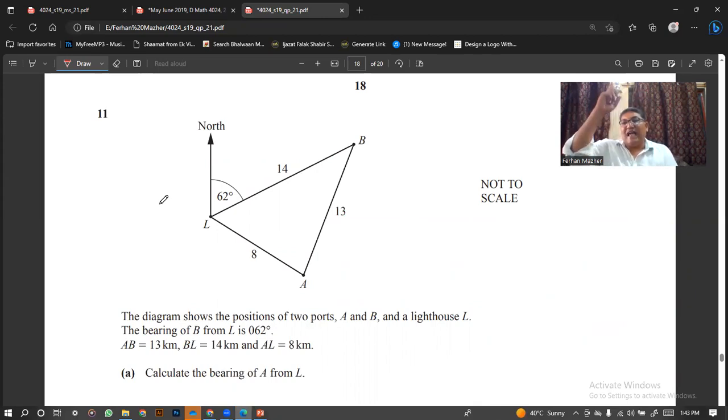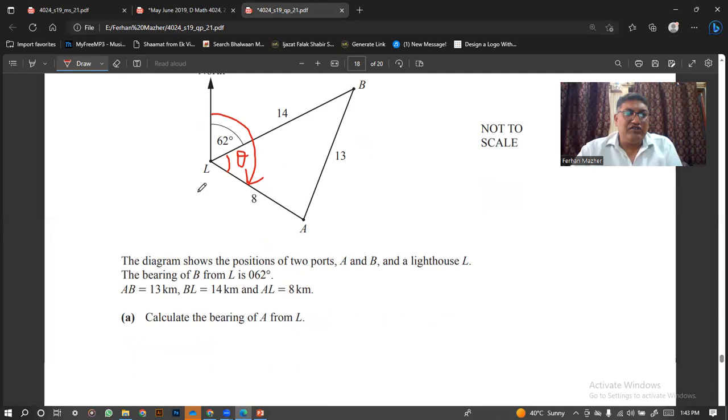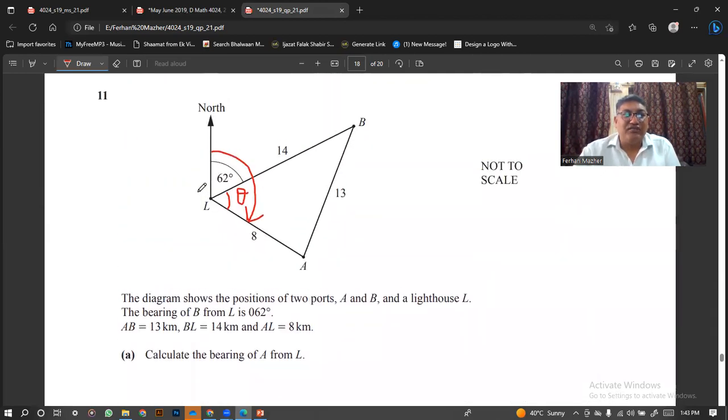From L means that at L we will have the north, and from that north I will come clockwise to the LA line. So this will be the bearing of A from L. But this is 62, and I need to calculate this angle. If you look at this triangle, its 3 sides are given. So very easily by using the cosine rule, I can find this angle. So let me show you my solution. It's a 4 marks question.